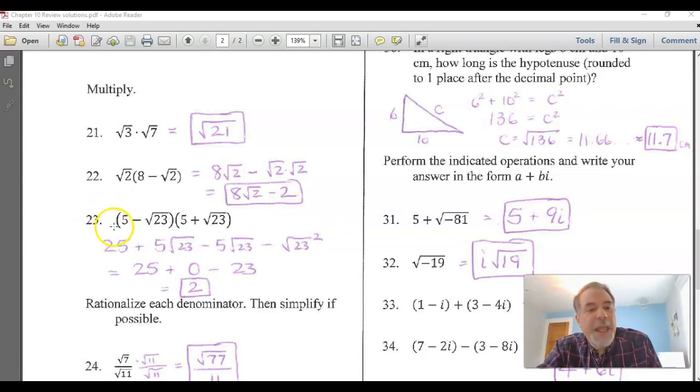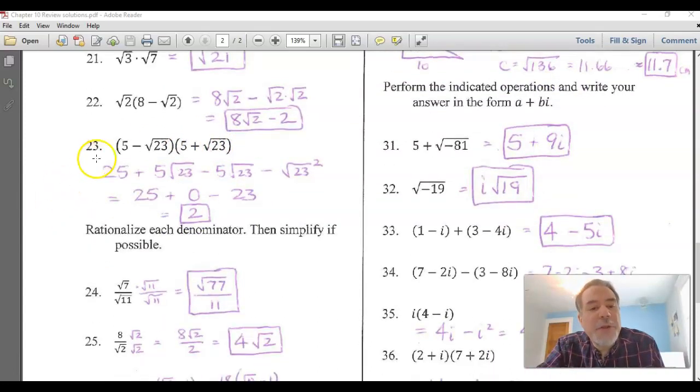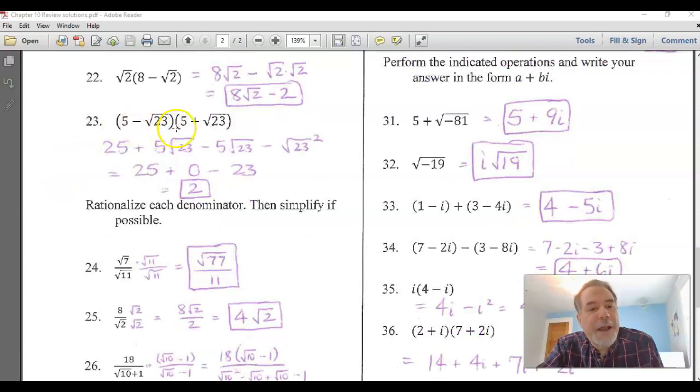Number 23. Here we are multiplying together 5 minus the square root of 23 times 5 plus the square root of 23. Now, if you use the FOIL method to multiply that out, first we get 5 times 5, which is 25. Outside, we get a 5 times a plus square root of 23. Inside, we get a minus square root of 23 times 5. And last, we get a minus times a plus is minus square root of 23 times itself, or square root of 23 squared.